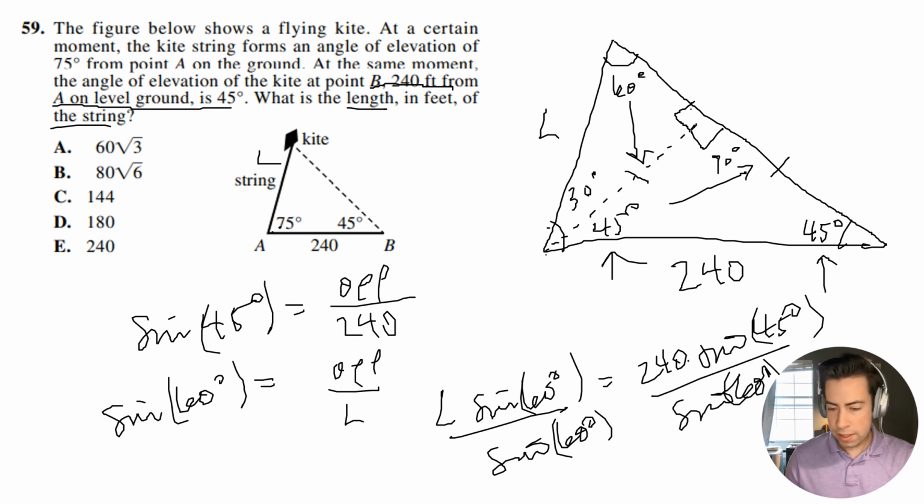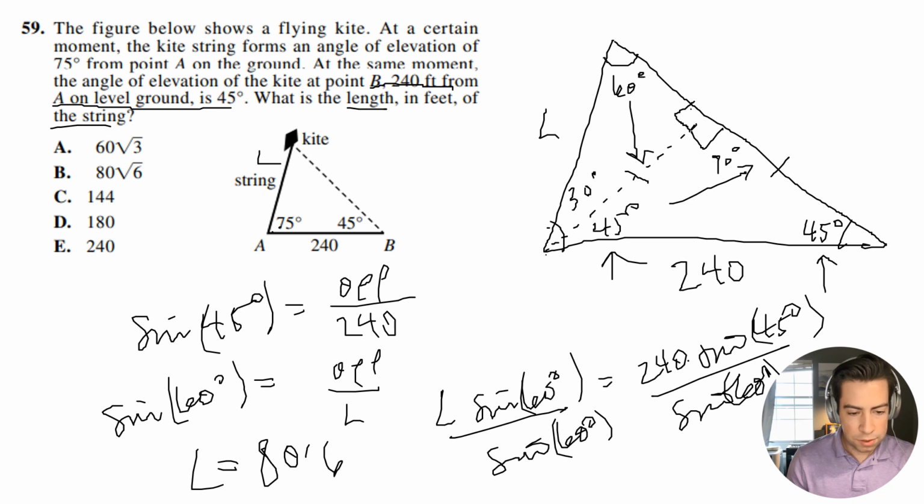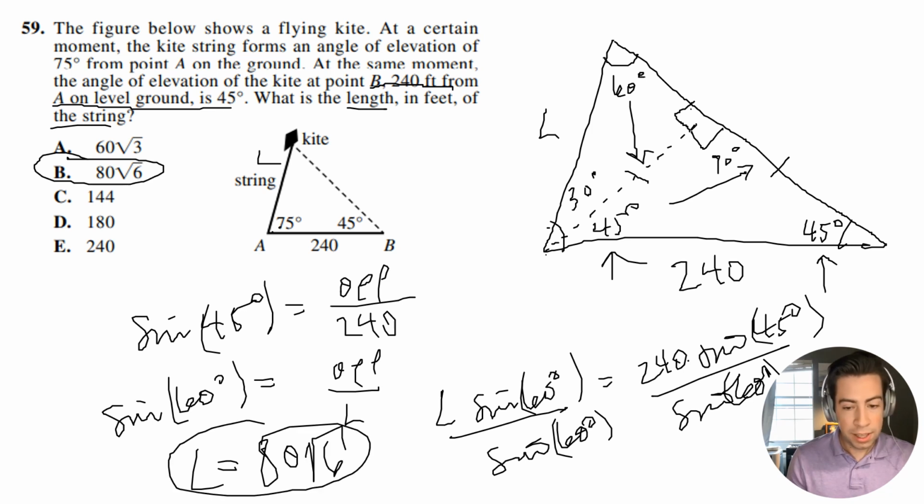And again, at this point, honestly, I would just use the calculator. So when we run this through, we are going to get 240 times sine of 45 divided by sine of 60, and I'm going to get 80 times the square root of 6. All right, guys? So our answer is going to be answer choice B, and that's it.